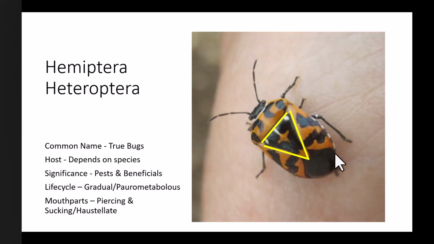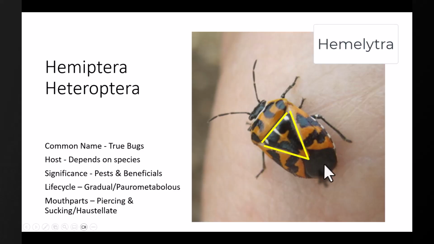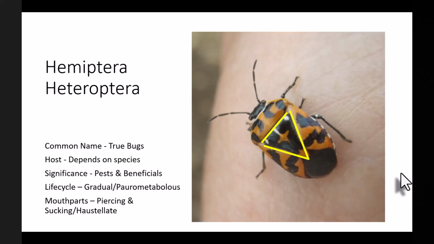The other thing that you might notice is that half of their wing is hard. Hetero means different, and ptera means wing. Half of their wing is hard, and the other half is membranous. And so when that membranous part of the wing overlaps, it has a different texture or look to it. Hemelytra is a good term that I would know that is only found in the order Hemiptera, suborder Heteroptera.